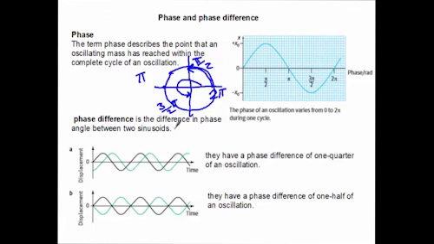The phase difference is the difference in phase angle between 2 sinusoids. We have here 2 oscillations. Now they have a phase difference of 1/4 of an oscillation from here to here. This is 1/4 of the oscillation. In terms of angles, we can say that the phase difference is pi over 2.